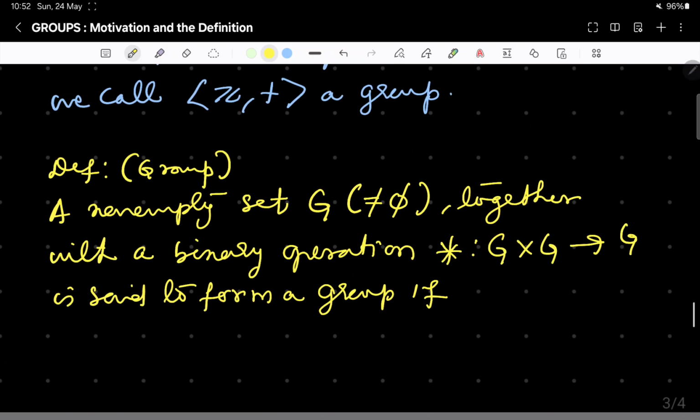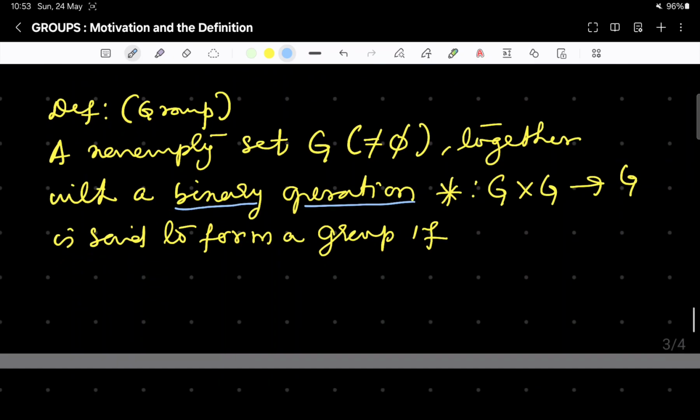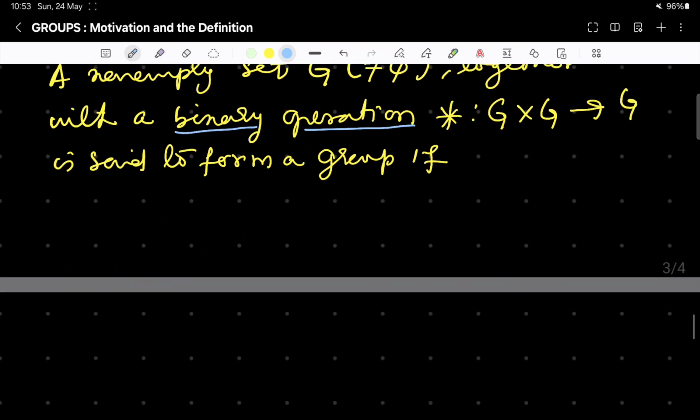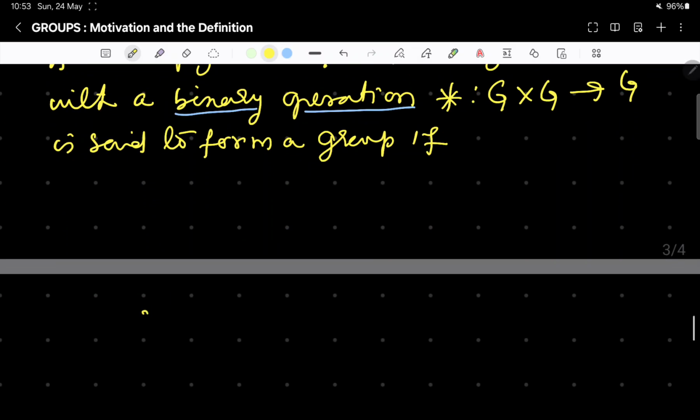So first thing, you need to understand what you mean by binary operation. A binary operation takes elements from G cross G and the output lies in G, then only we call it a binary operation. So when you say binary operation, the meaning is that the operation is closed, right? You don't have to say it separately. So that's why I wrote it like that. Now it is closed in the beginning itself. Now we are going to see what other properties we observed.